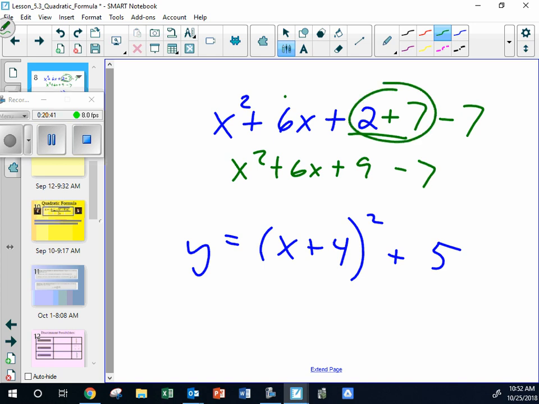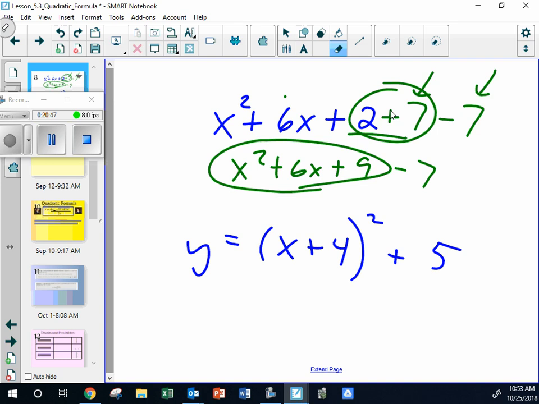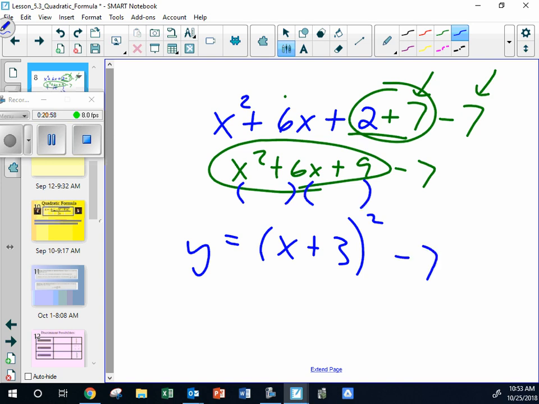And I always do it by adding something and then subtracting something at the same time. Now this part is my perfect square. And so when it's all done, I want something to look like that, right? So (x + 3) squared is what this factors to. And then there's a minus 7. Raise your hand if you added that. Awesome.